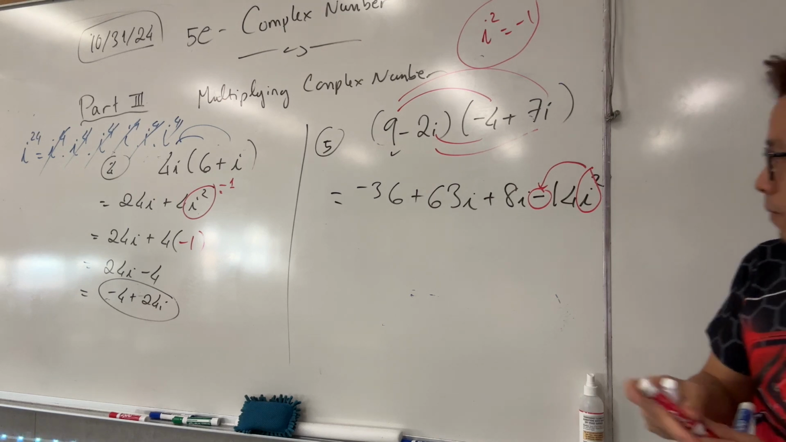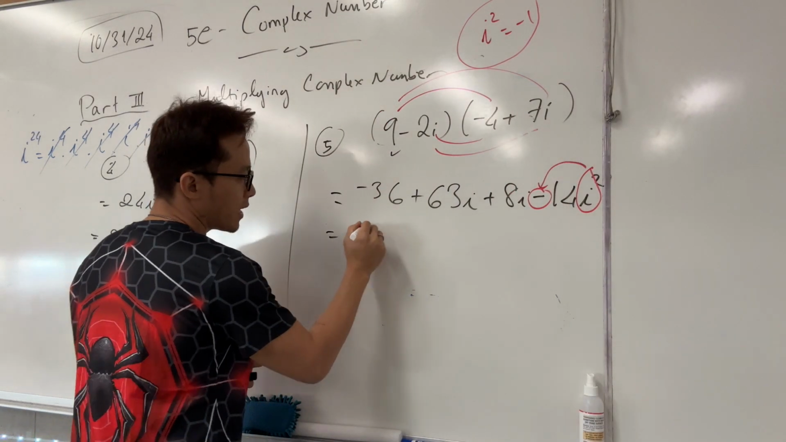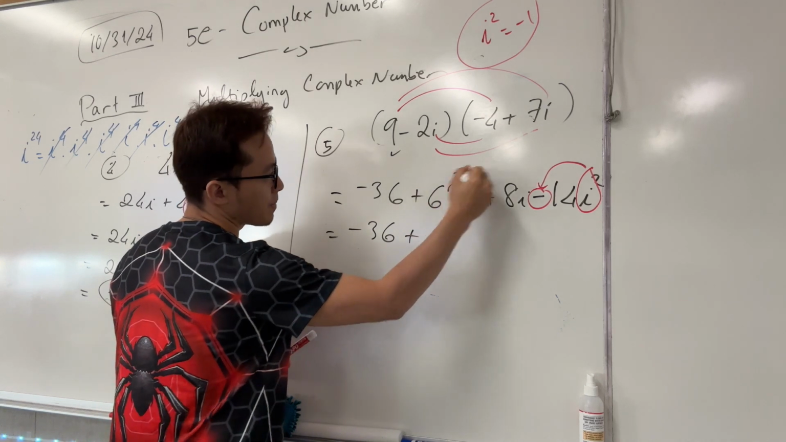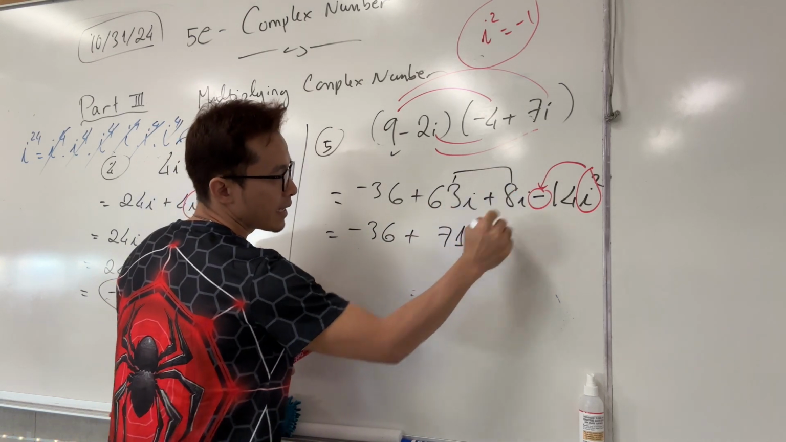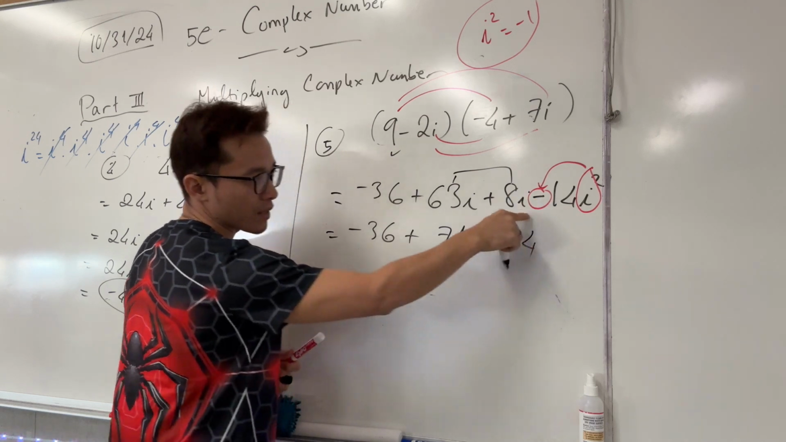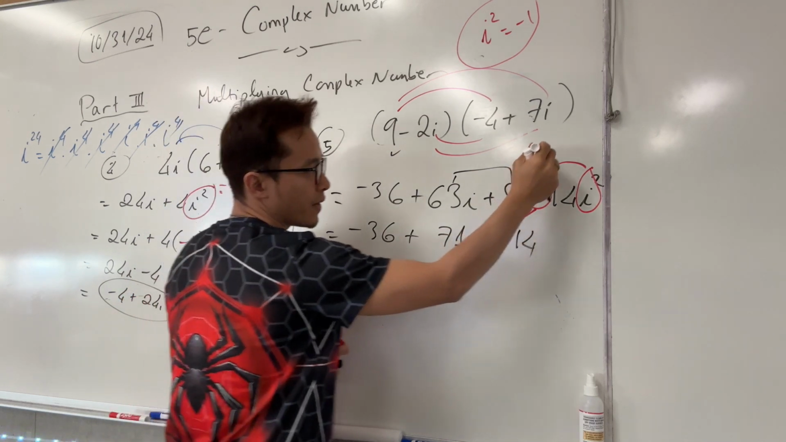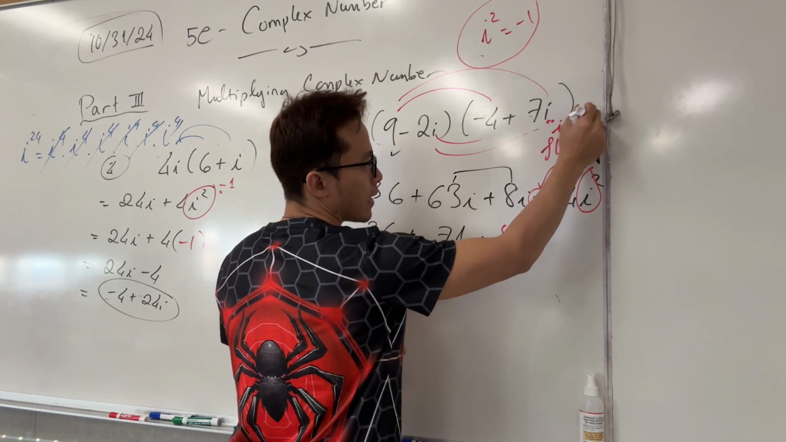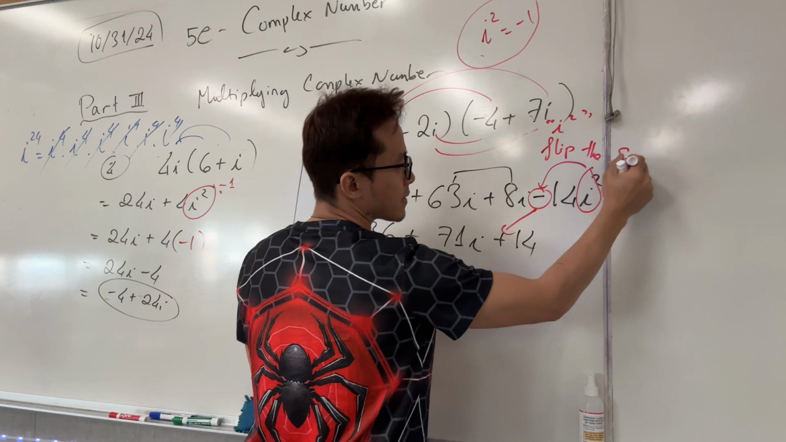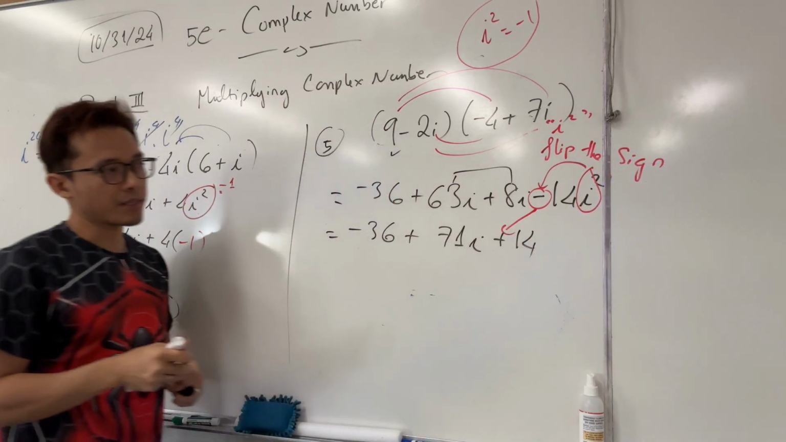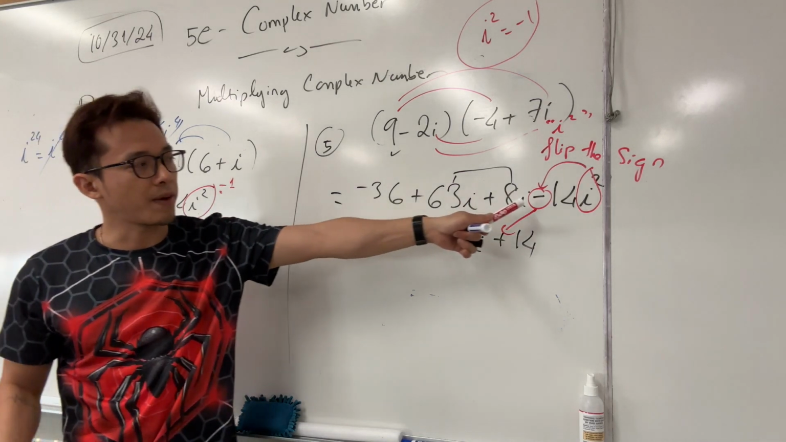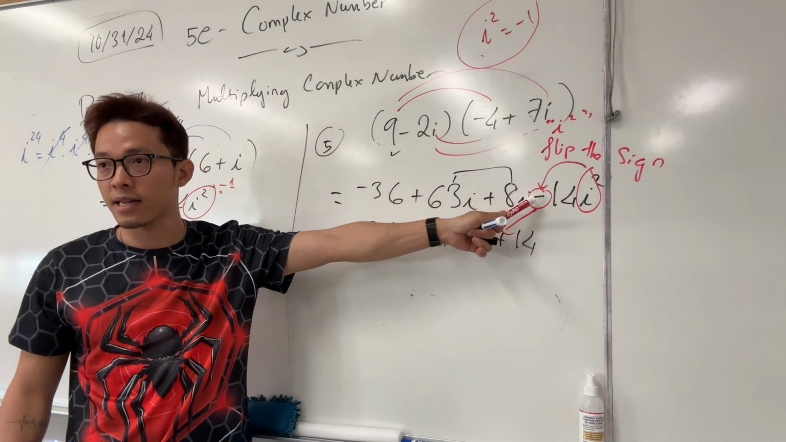So that means you have -36 plus, you can just combine this, 71i plus 14. They just flip the sign. i squared, flip the sign. If you see i squared next to a number, you just need to flip the sign of the number in front. Make sense?